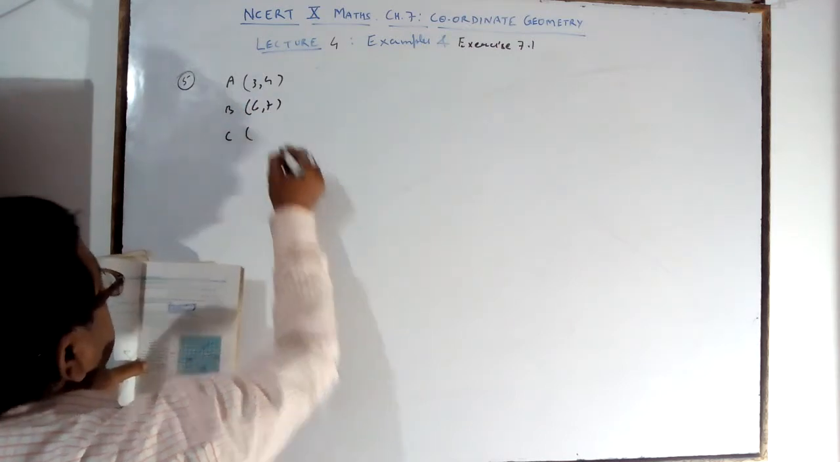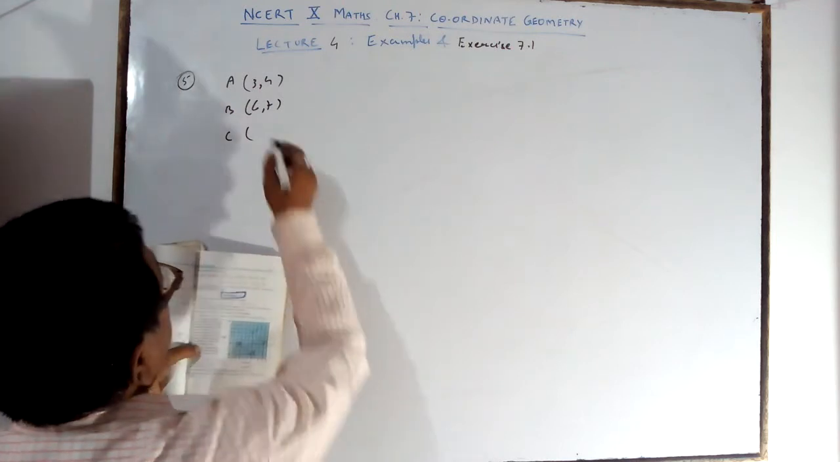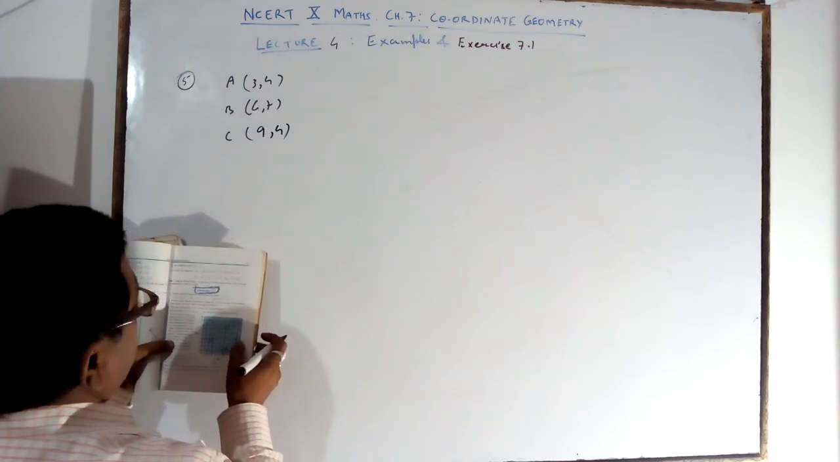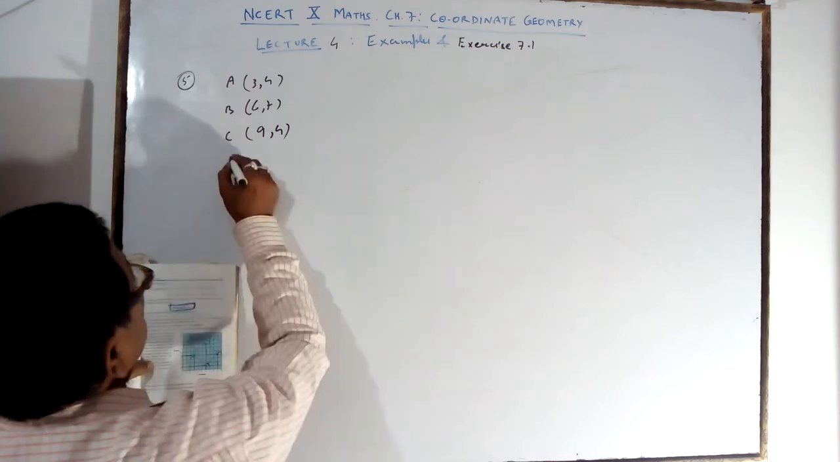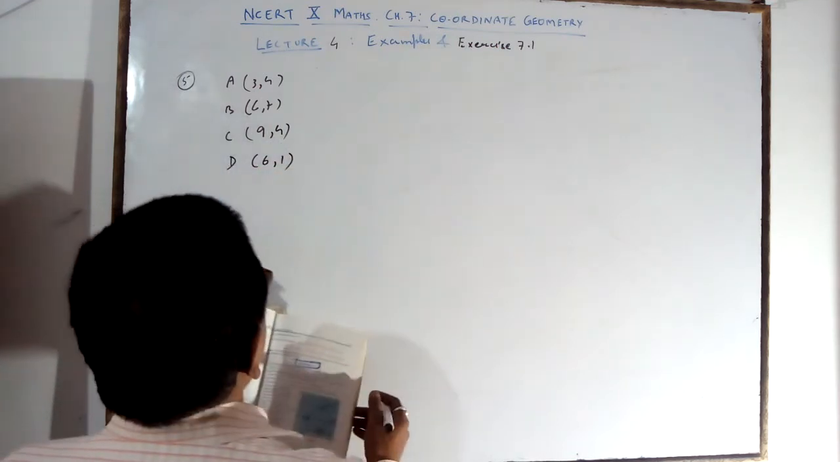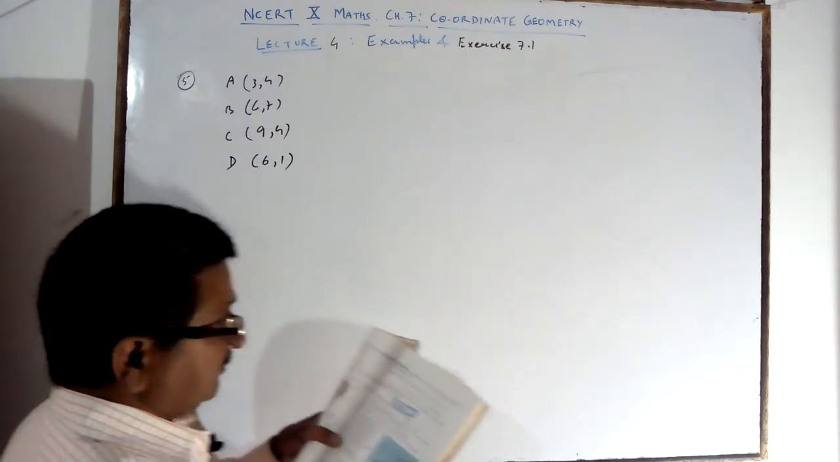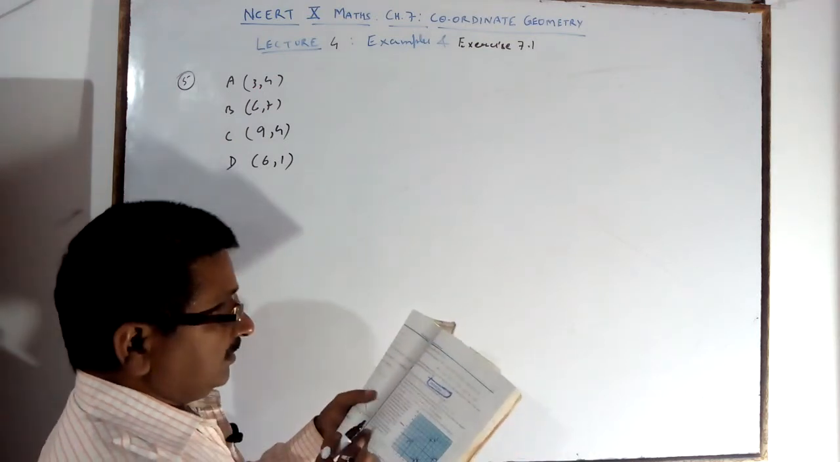Coordinate of C is 9, 4, and coordinate of D is 6, 1. Coordinate of D is 6, 1. You are getting this, and it is a figure given. So your question is given; after observing for a few minutes, you are seeing that ABCD is a square.